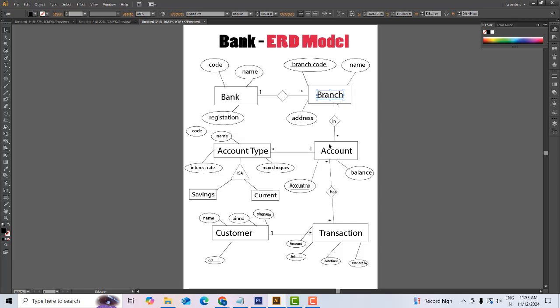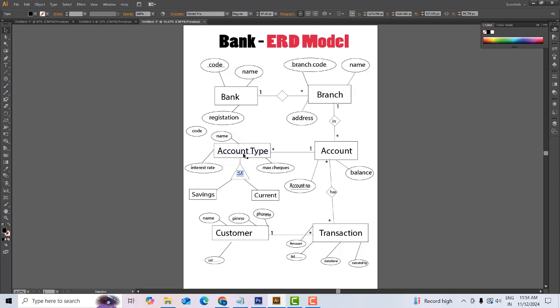If you take the example of branch and account, one branch has many accounts. The accounts have account number, account holder name and balance. There are various accounts. The account has many account types: saving account, current account, fixed account. There are various types. It has attributes: name, interest rate, and account type as checks.